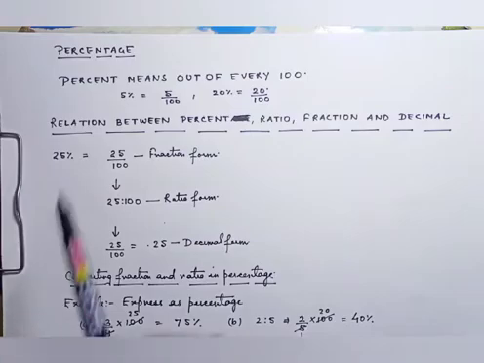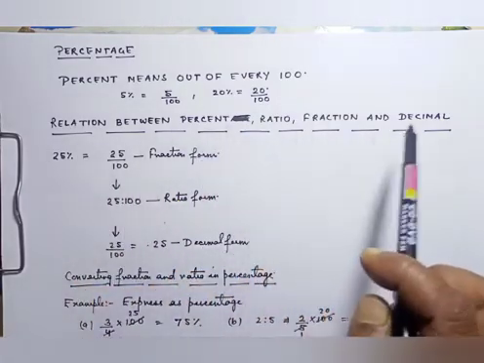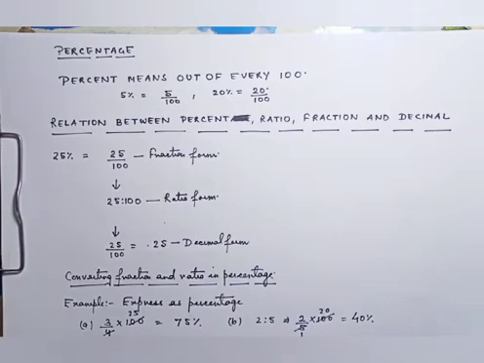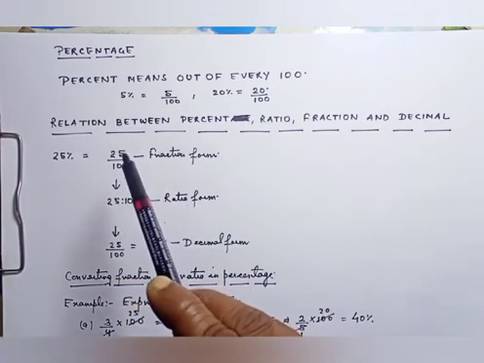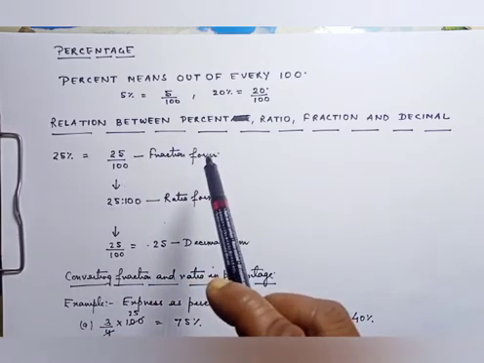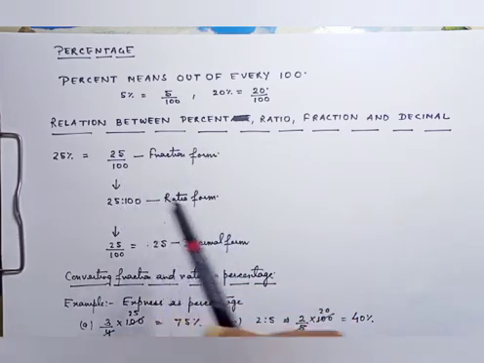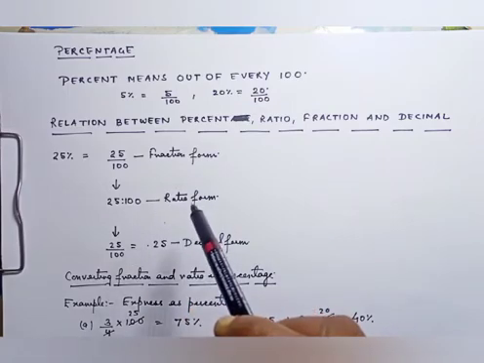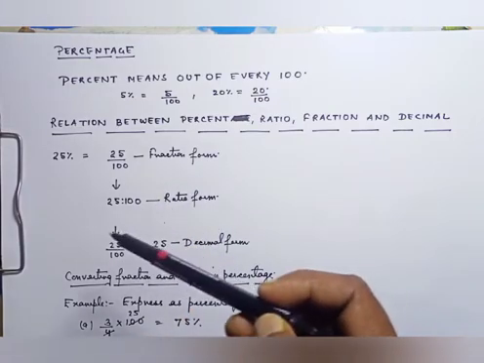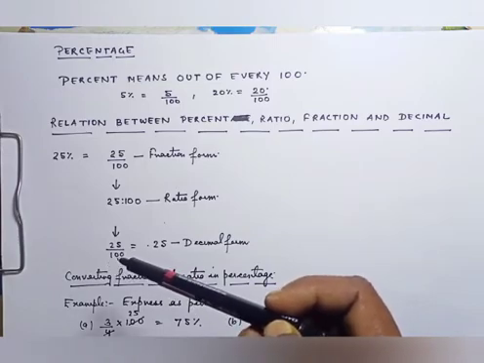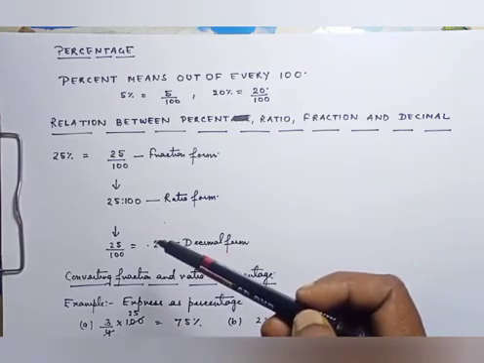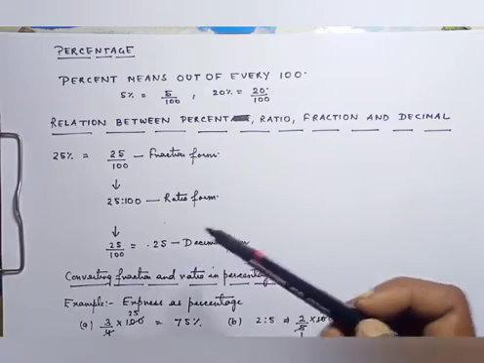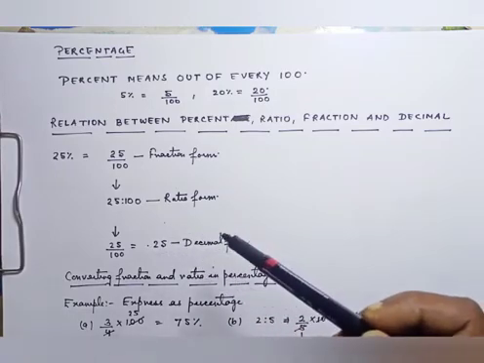Now we are going to see a relationship between percent, ratio, fraction and decimal. If a number is given in the form of a percent, it can be converted into the form of a fraction. If we remove the percent sign, it can be written as 25 upon 100, that is the fraction form. So 25 is to 100 can be written in ratio form. Now 25 upon 100 can also be written in the form of a decimal. Over here there are two zeros, so if we remove the zeros, I am going to shift the decimal place towards the left, so it will be 0.25, that is written in decimal form.